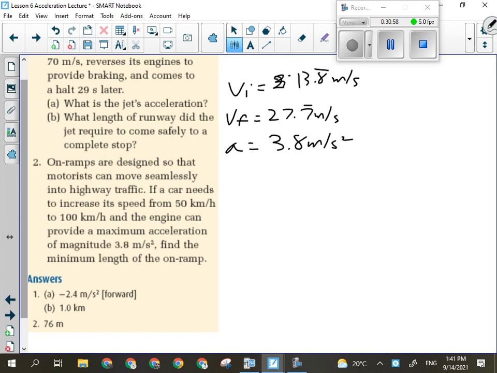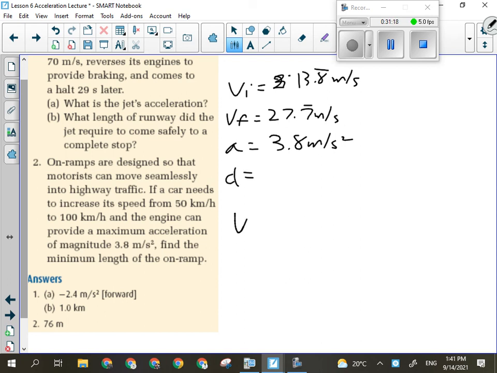And that's another thing. When they're designing these on-ramps, they essentially take into account the slowest vehicle that would have to use it, and they have to make it long enough for that big B-train semi-truck to get up to speed before it would merge over. So we are looking for the minimum length of the on-ramp.